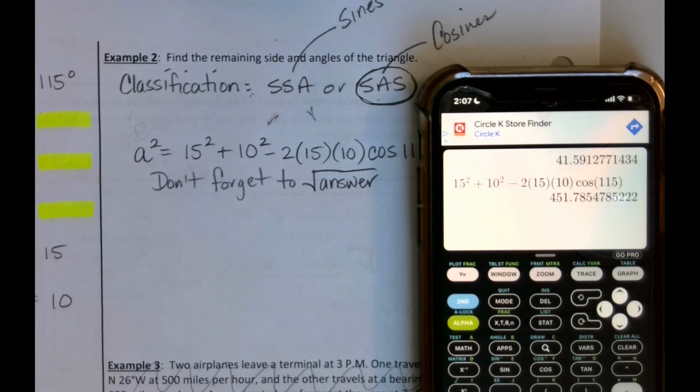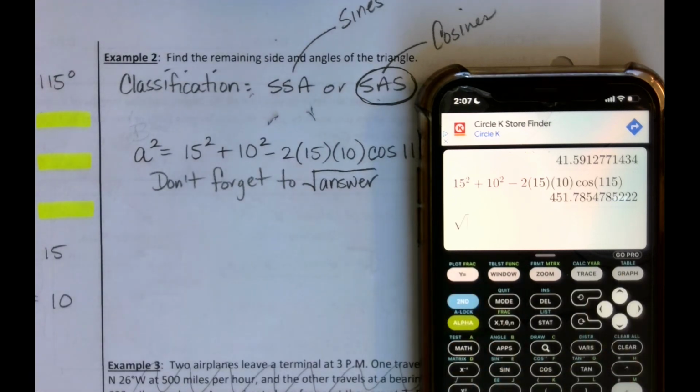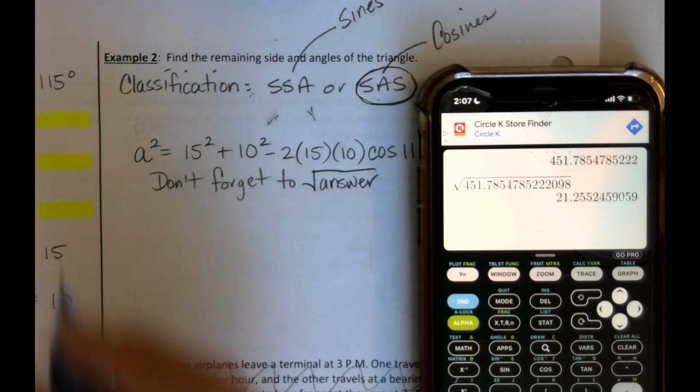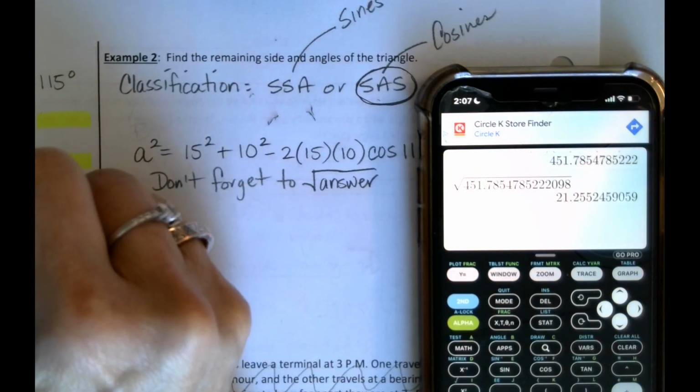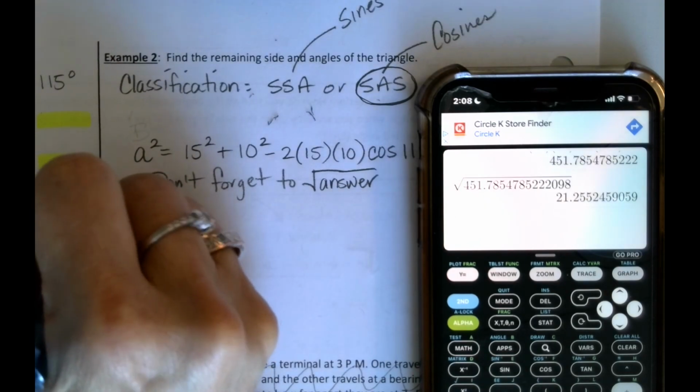So the answer you initially get, 451, is the a squared value. So again, don't forget to square root, go back, arrow up. If you're using your phone, tap it. You do not want to type rounded answers. Always use all answers and round at the very end, okay? And our A value ends up being 21.26. 26.